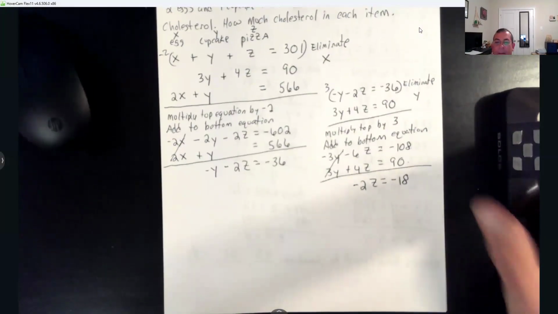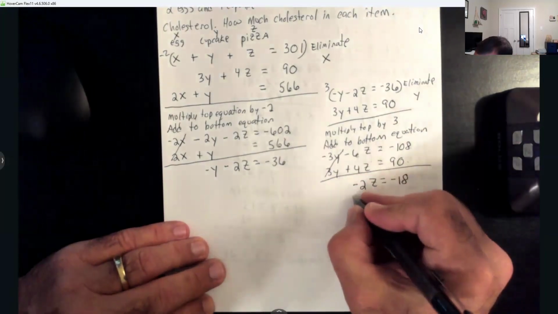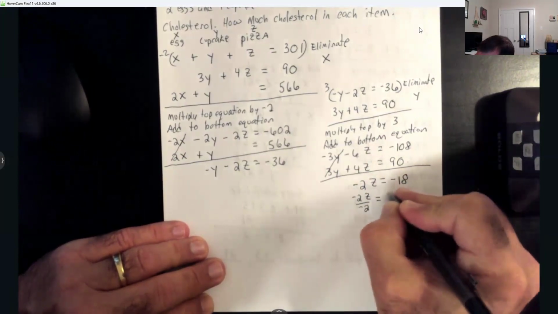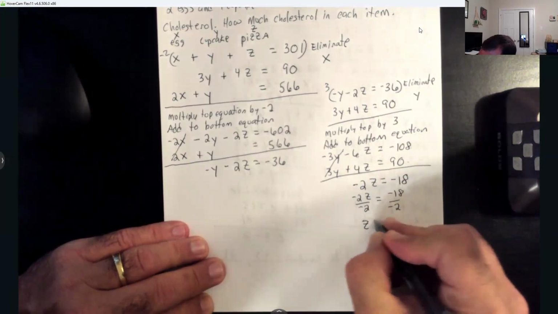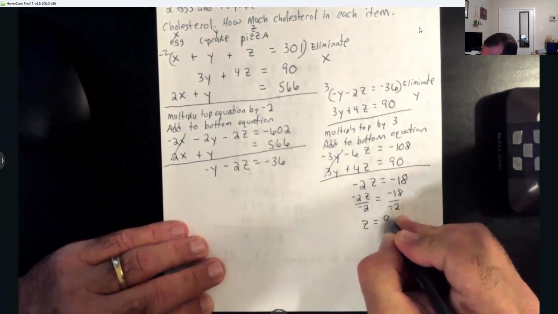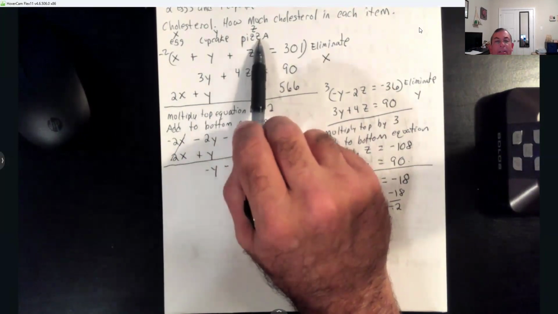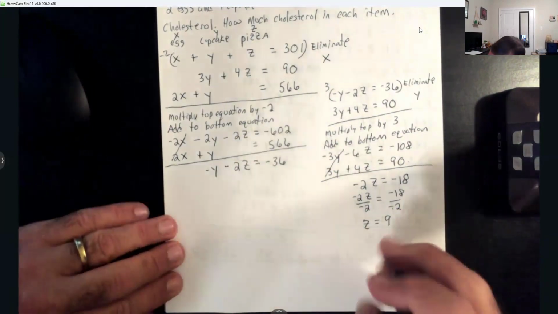So look at that, we're down to one variable. We can now solve this for the z by dividing by -2. That cancels. Negative by negative makes that a +9. So z is 9, which means our pizza has 9 milligrams of cholesterol.